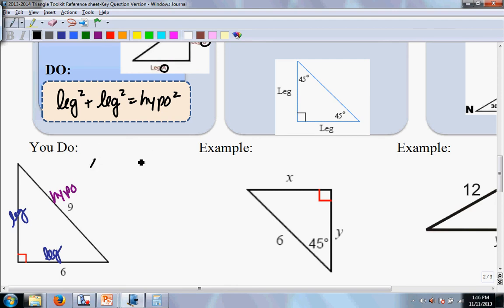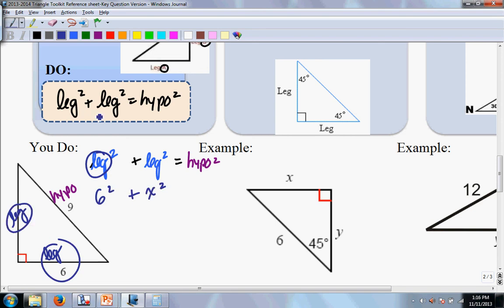So we write out leg squared plus the other leg squared equals the hypo squared. So our first leg, we circle, leg, leg, we have 6 squared, plus the other leg we don't know, we'll call it x squared, equals the hypotenuse, which is 9 squared.